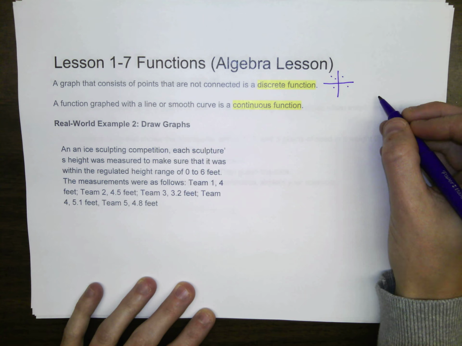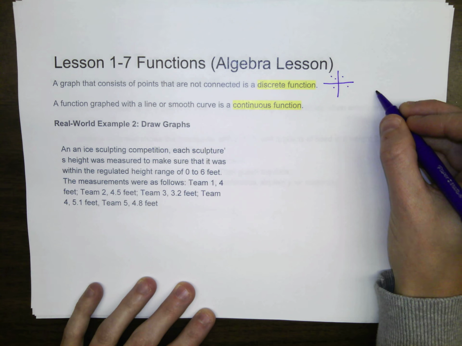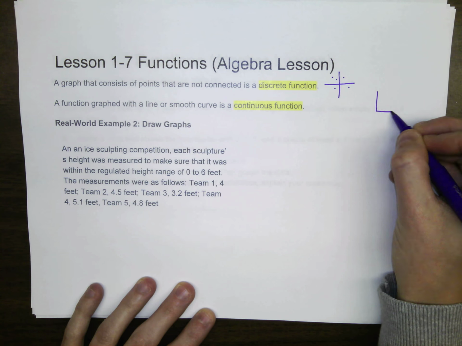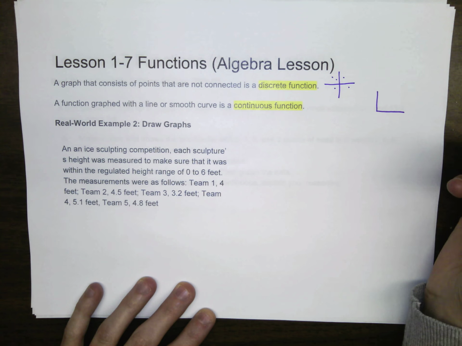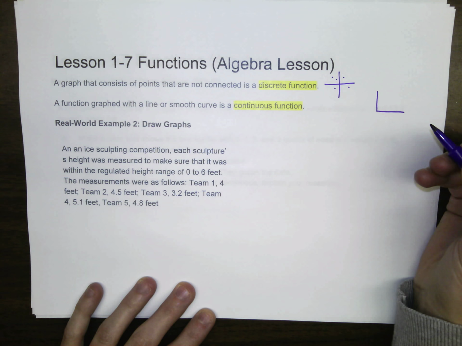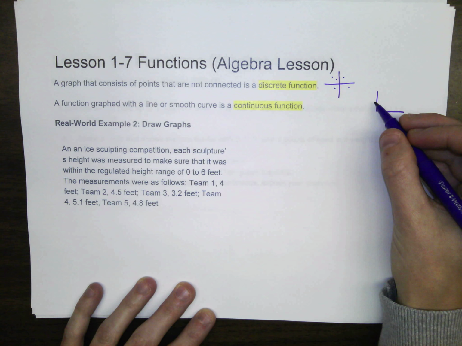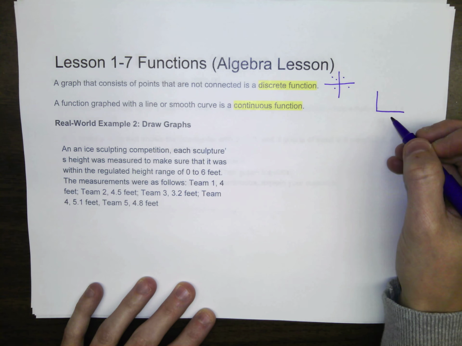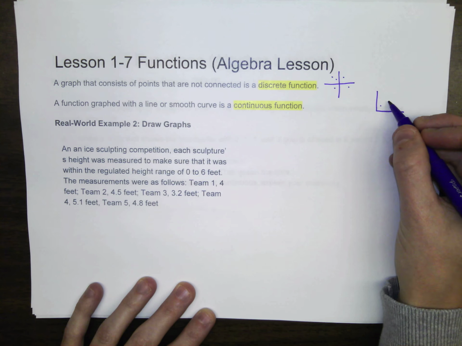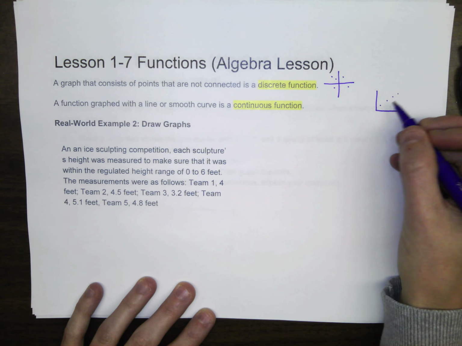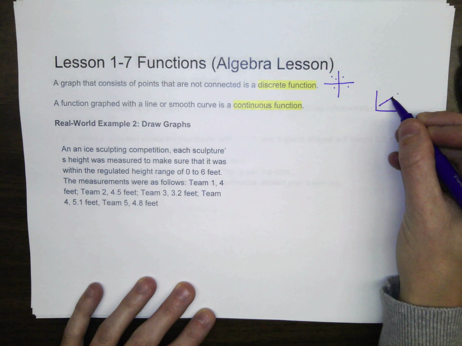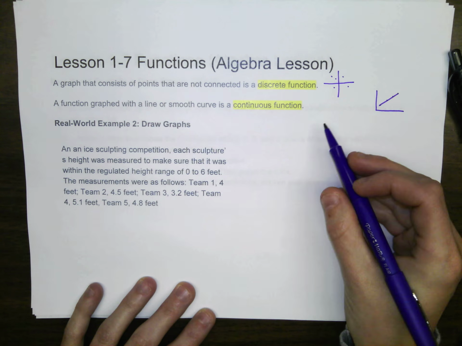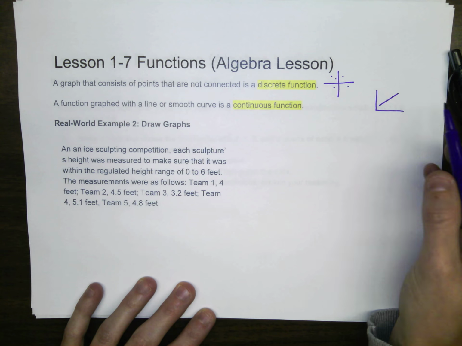Sometimes we're talking about the relationship between two things, and it might make sense to connect them. For example, if it was weight over time and you knew you were eating a certain amount each time. If you had something like this, then it might make sense to connect them. And that would be a continuous function because it has a continuous connection between the different data points.